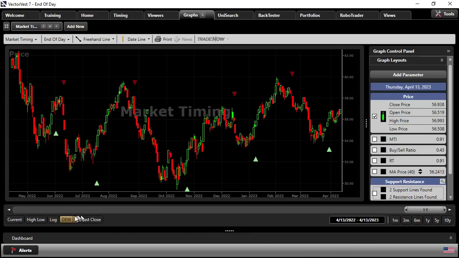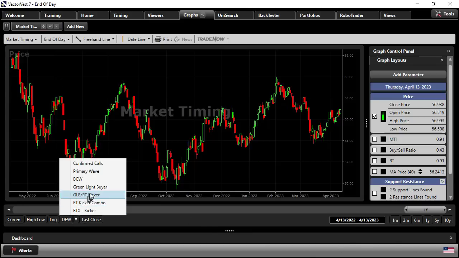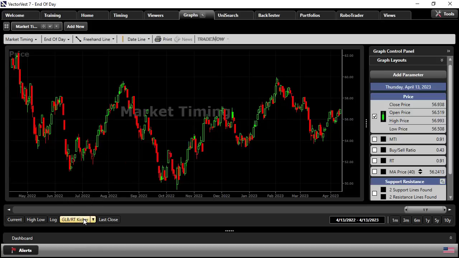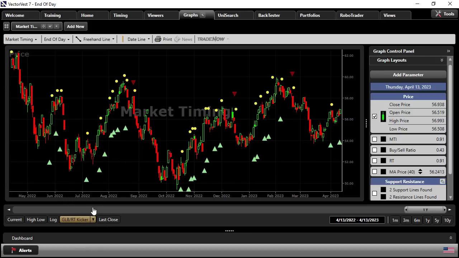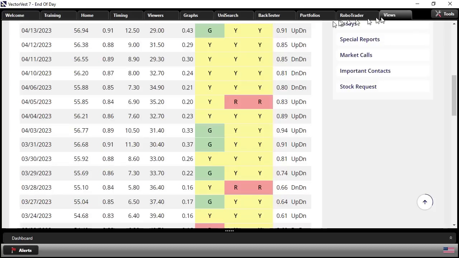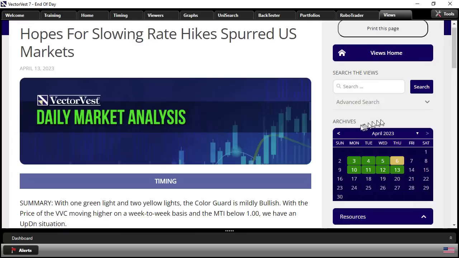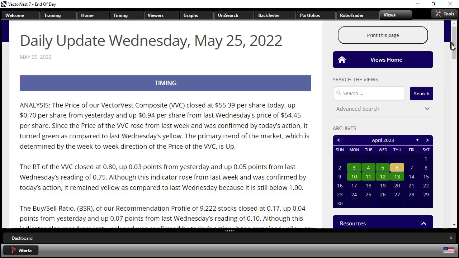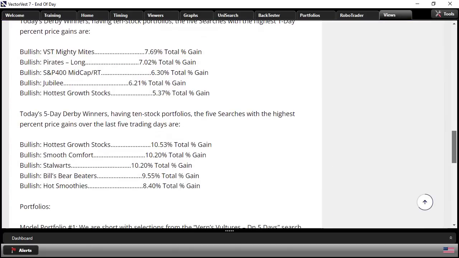So we'll begin that process by changing our market timing signal back to the green light buyer RT kicker signal. And let's put on a date line our first signal was on May 25th, 2022, and we did have follow through the next day. So let's see what the top Derby searches were on 5/25. So let's go up to the views and let's roll our date back to 5/25. And if we scroll down, we'll come to that Derby section of the views.